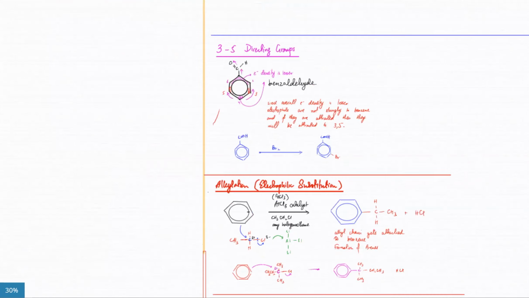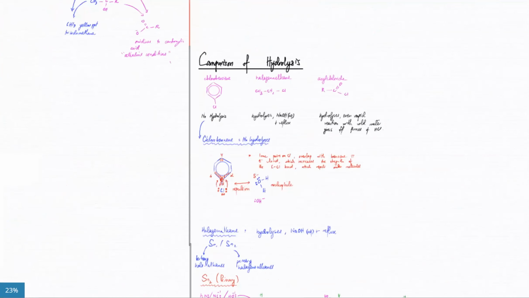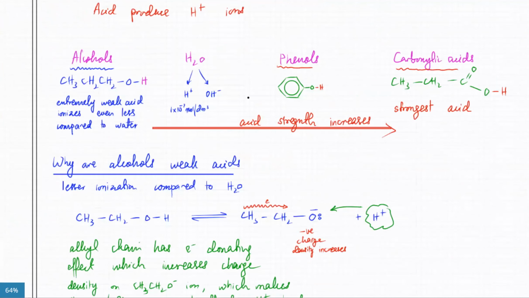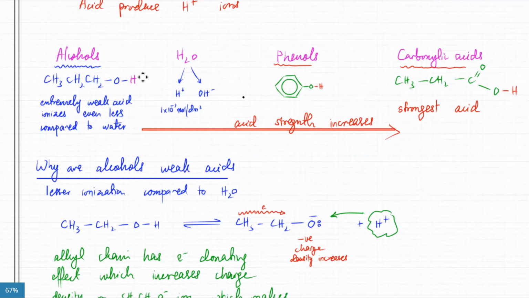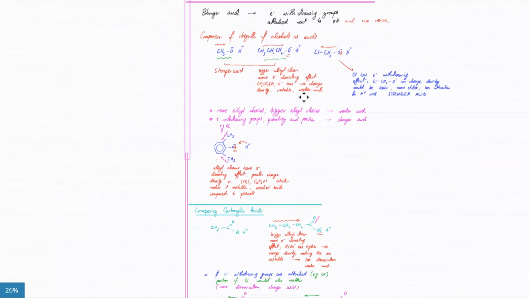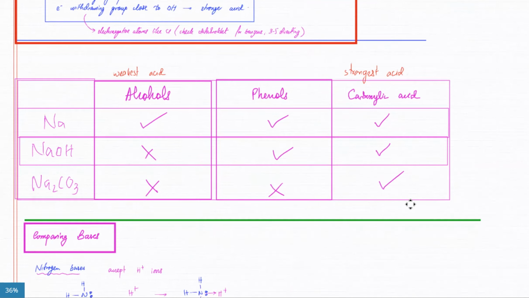Where's that thing where we compared hydrolysis, then we did comparison of acids, right? So we discussed that alcohols are really terrible acids, and he's comparing it with phenols. Phenols are relatively good acids. There's a table that the alcohols are really bad acids. They only react with Na. Phenols are slightly better because they react with Na and NaOH. Carboxylic acids are complete acids.